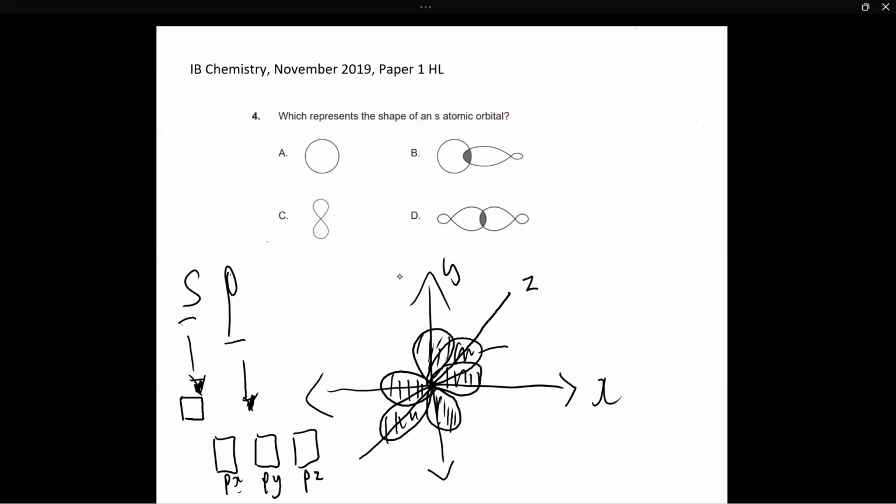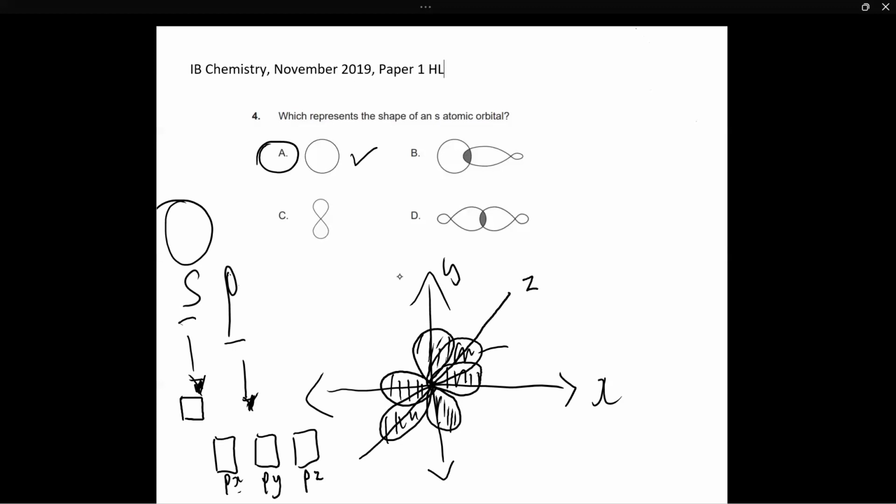Now, in this question, which represents the shape of an S atomic orbital? Well, we have already discovered that. The answer to that is A. S orbitals are spherical. P orbitals are dumbbell shaped, and there are 3 of them. It's a very bad drawing, but hopefully you understand the idea. Kind of looks like a flower.